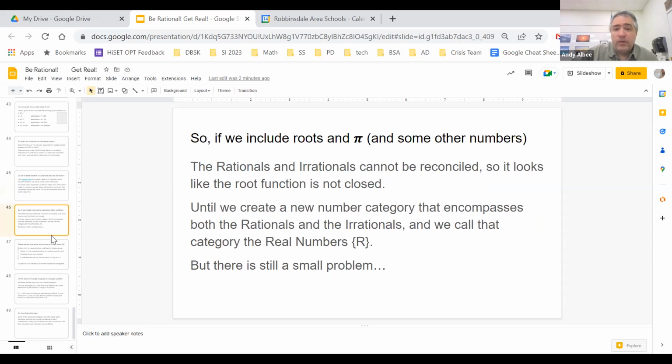So if we include roots and pi and some other numbers, rationals and irrationals, they're separate. Remember in our picture how they were not part of the looped ovals or the strand of categories that built up to rationals. Rationals and irrationals are completely different from each other. So how do we make all this work? We said, fine, we're going to throw the 2 of them together and call it the reals. The real numbers are just everything that is rational and irrational.